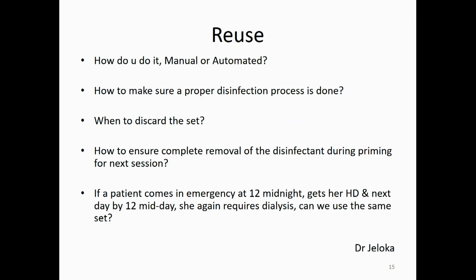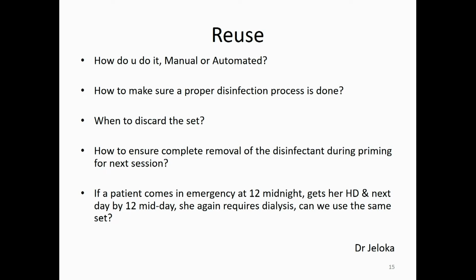Dialyzer reuse, again, you can use a single use dialyzer or reuse. Most of the centers in India, I think, are reusing it, again for cost effectiveness. There might be other benefits as well, theoretical and sometimes proven also. So how do you do it? We do it, long back, right from the beginning, automated, but again, you can do it manually as well. If the facility and the machine are available, we do it automated. Otherwise, you can do it manually as well.